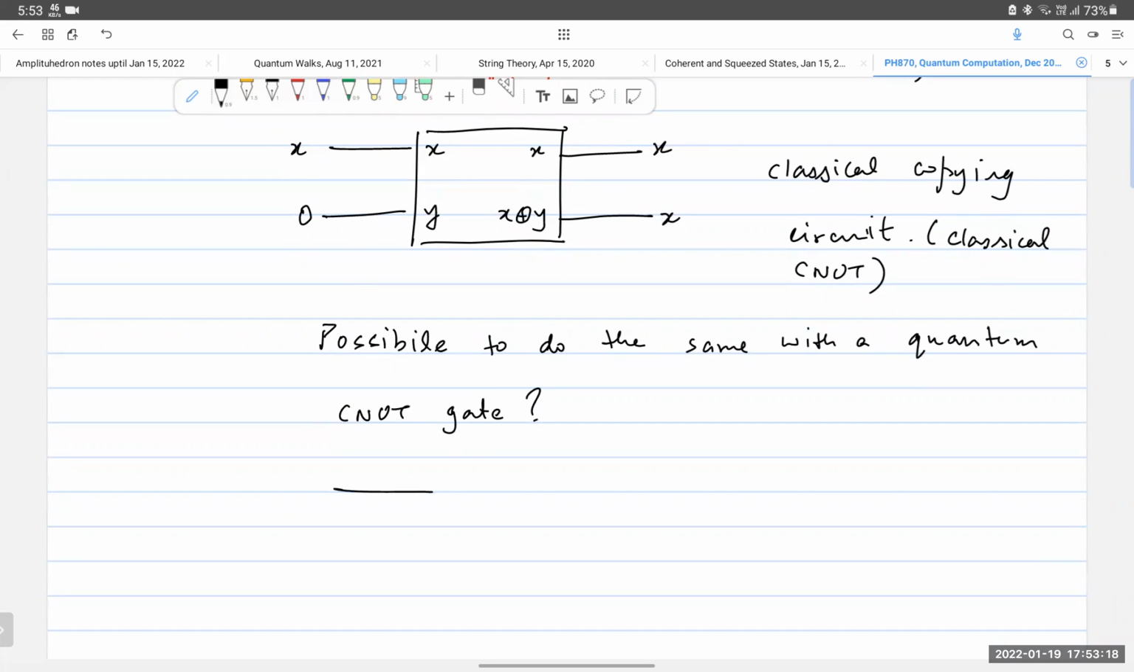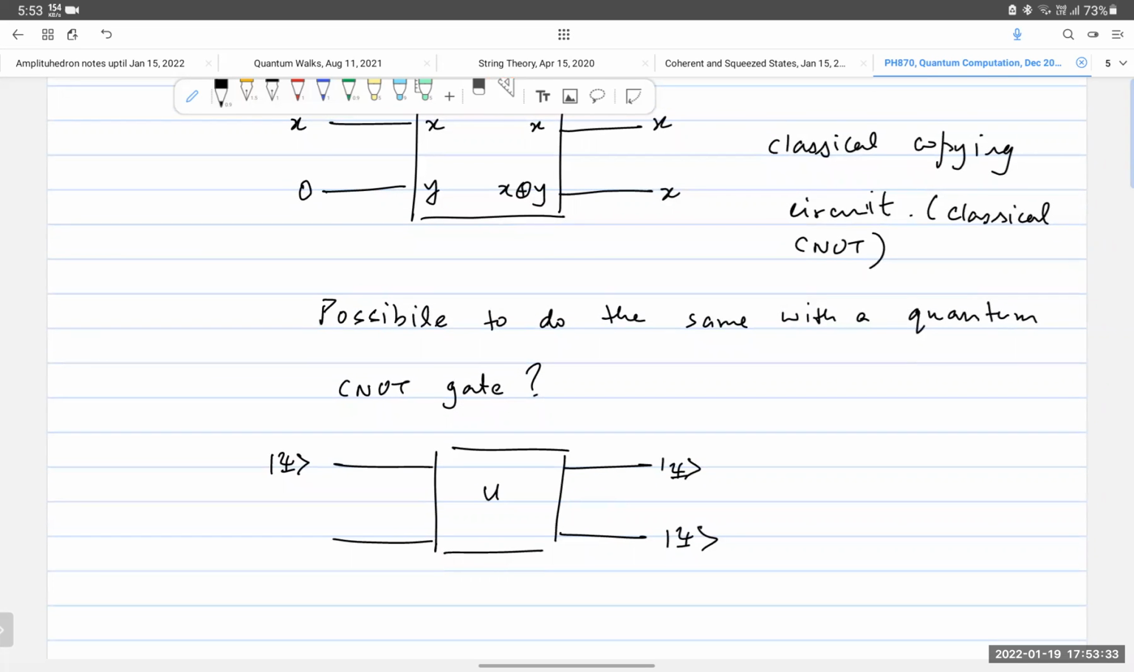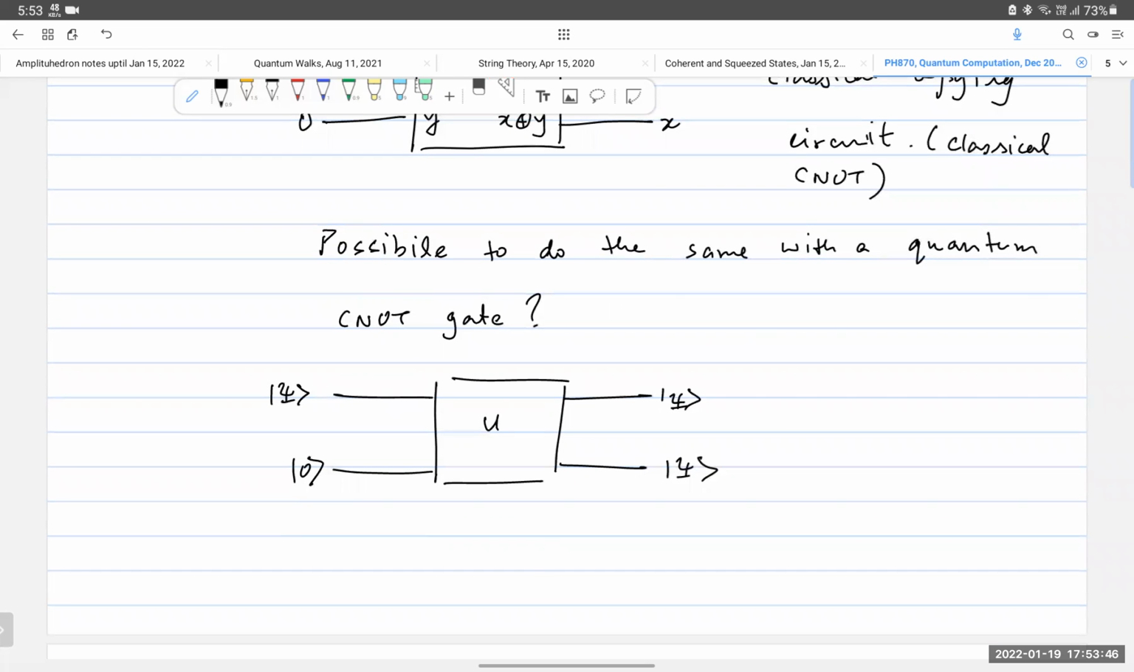It would look like this. You would have some input state psi, right? You would have some unitary operator, and then both of the qubits would have the state psi, right? And here we'll put the 0 state. Okay. Now let's write.